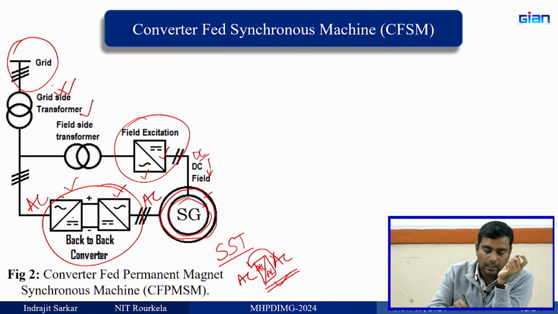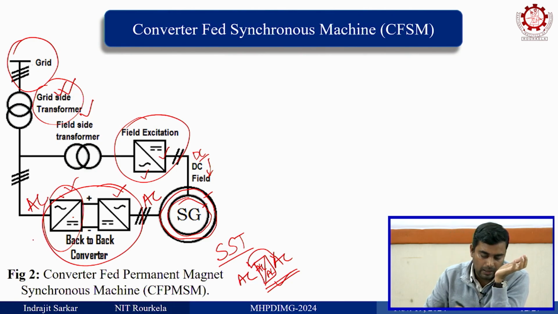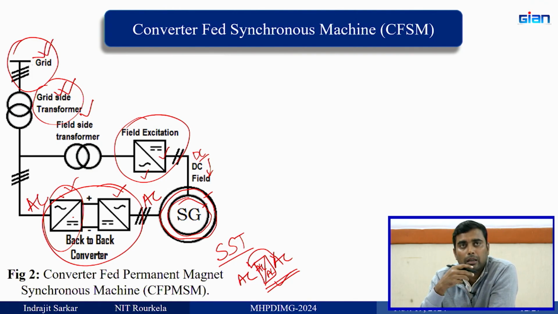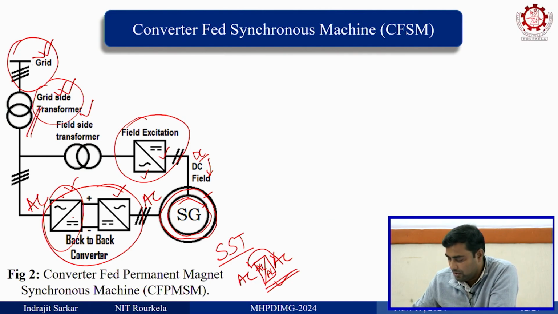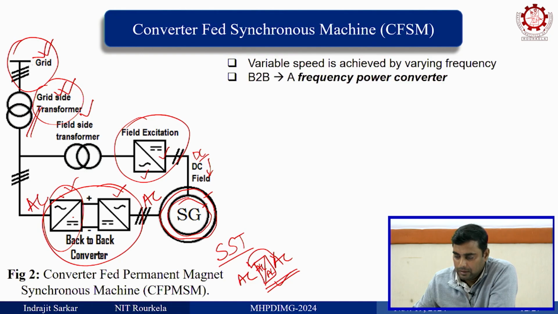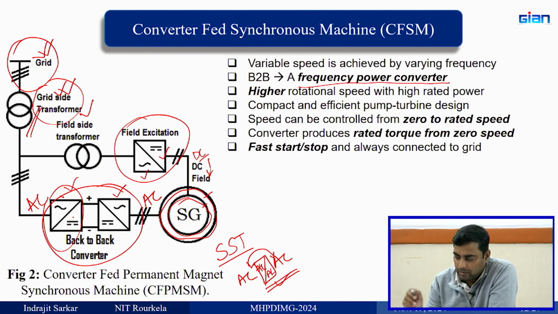So, this grid transformer, how to eliminate it? One of the ways is to use a converter configuration that is capable enough to withstand this grid voltage, because the transformer is required only for voltage matching. So, back to back converter, this is a frequency converter, high rotational speed with high rated power.